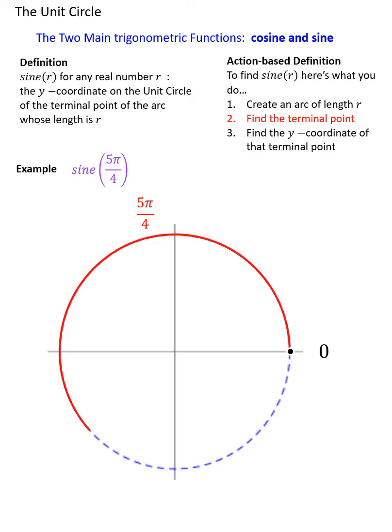So now I've got to find my terminal point. Well, there's my terminal point. And remember, we write the arc length typically at the terminal point, even though it represents the length of the entire arc. And now I've got to find the y-coordinate of that point, and that will be the sine of 5 pi over 4.